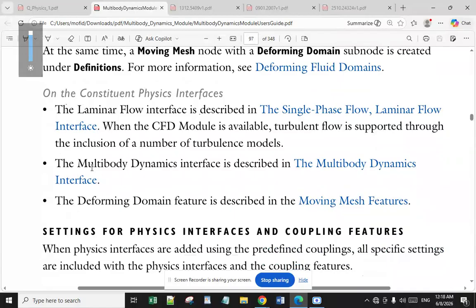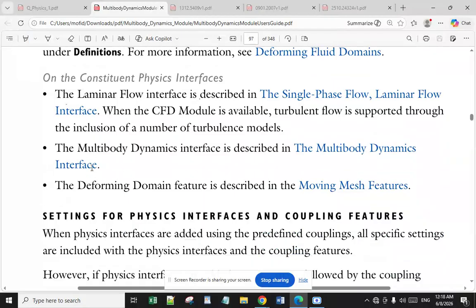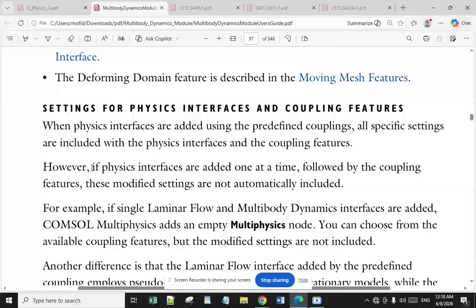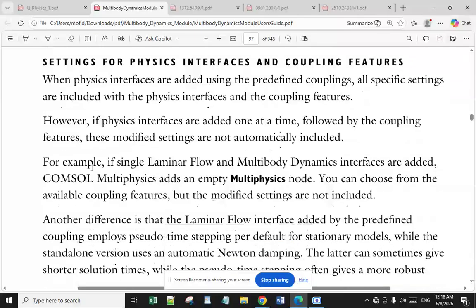On the constituent physics interfaces, the laminar flow interface is described in the single phase flow laminar flow interface. When the CFD module is available, turbulent flow is supported through the inclusion of a number of turbulence models. The multibody dynamics interface is described in the multibody dynamics interface. The deforming domain feature is described in the moving mesh features. Now I wanna go through the settings for physics interfaces and coupling features.